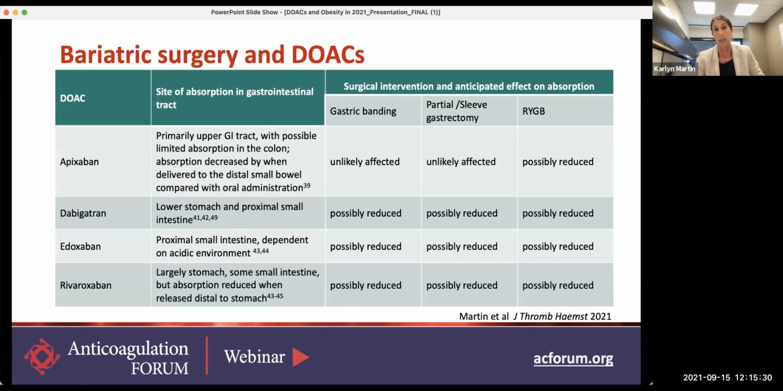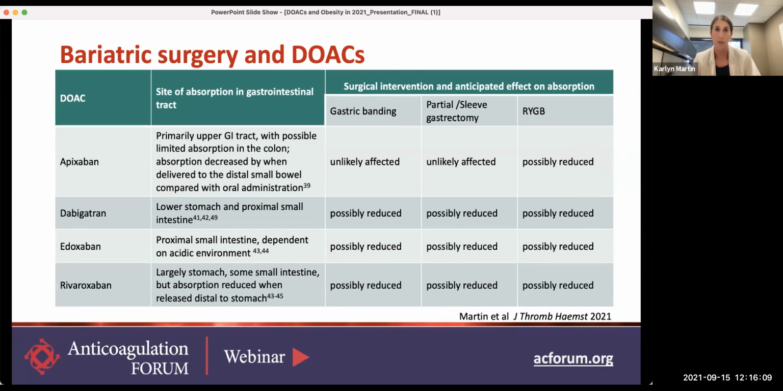We also reviewed data for bariatric surgery and DOACs. This is our interpretation of where the DOACs are absorbed and how different bariatric procedures may impact the absorption of these drugs. Our conclusion is that we recommended not to use DOACs in the acute setting after bariatric surgery, which we defined as a month, because of concerns of reduced absorption and other impact of PO intake, and instead to use a parenteral agent for 4 weeks.